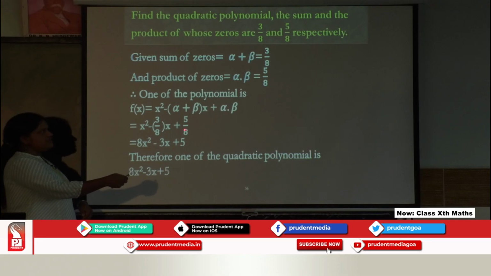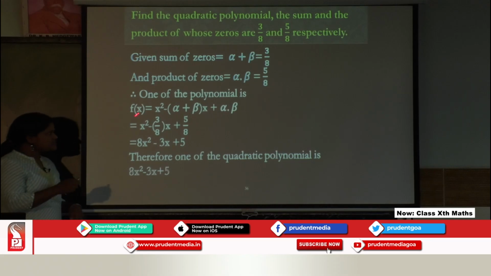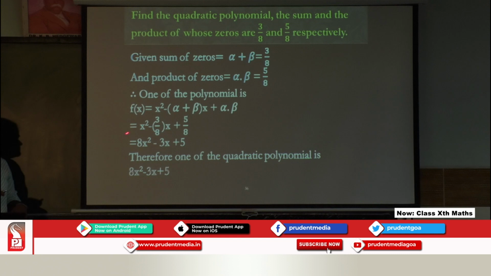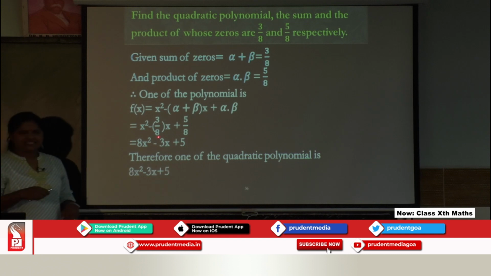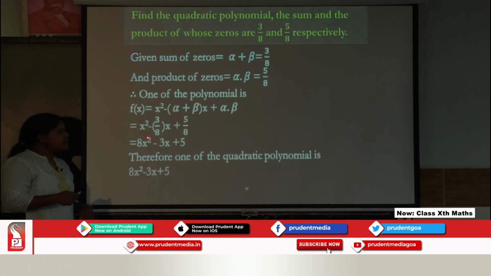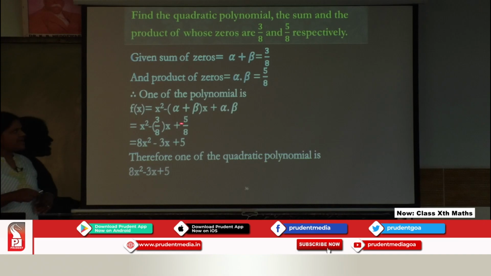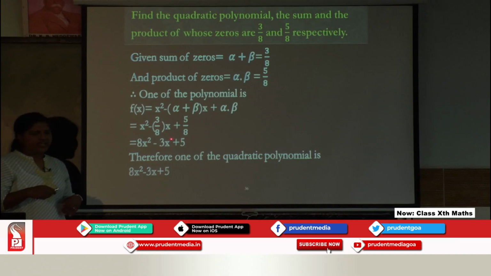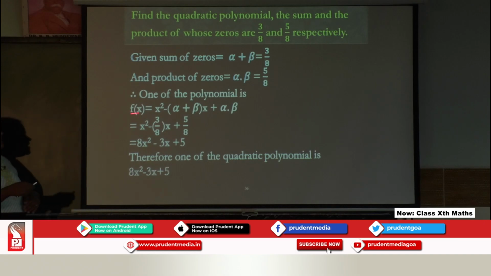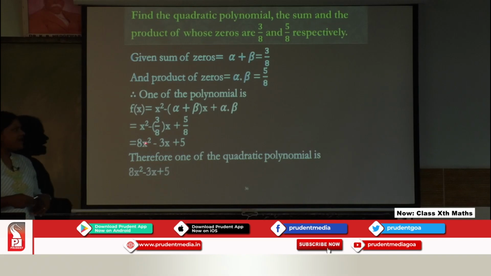So I have put here 5 upon 8. Now this polynomial is in the form of fraction. So let us standardize this. What to do is that you have to just try to remove this 8, and to get rid of this 8, what I am supposed to do is multiply the entire equation by 8. Okay. So if I multiply this entire equation by 8, what do I get?